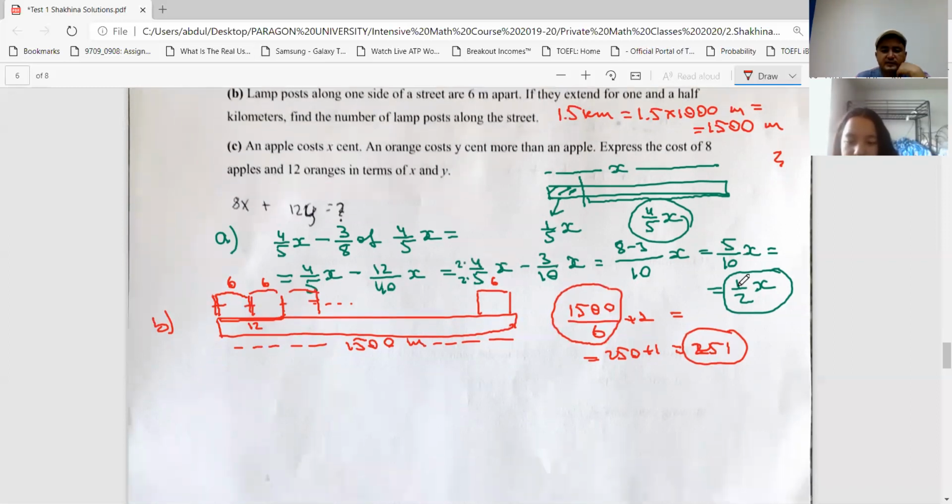And read the last question. An apple costs X cent. An orange costs Y cent more than an apple. Express the cost of 8 apples and 12 oranges in terms of X and Y.